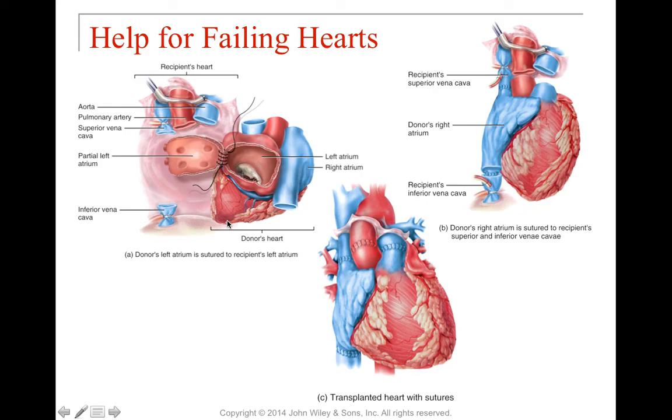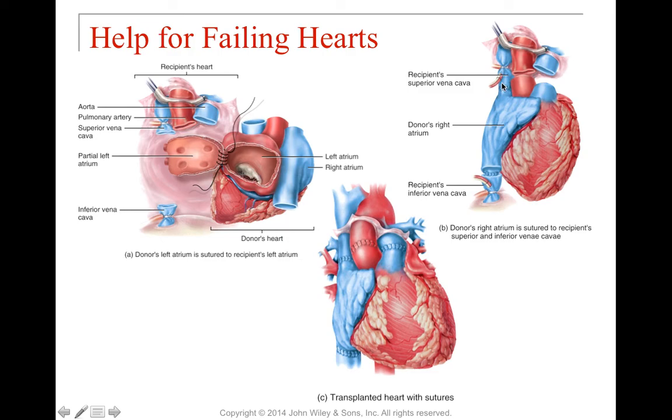And so we can do a partial transplant. Basically the partial left atrium is going to be left, and then we're going to be putting on a new right atrium, for example. So if one atrium isn't working and the other one is, and so on, you can take a section of the heart and do it that way, or you can do a full heart transplant.